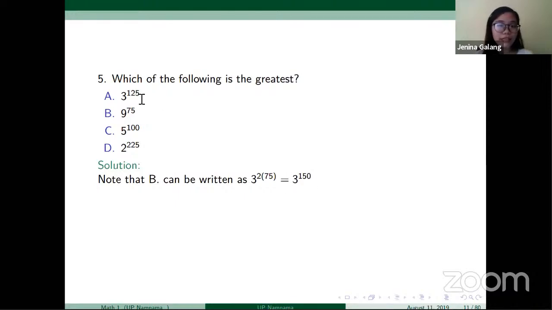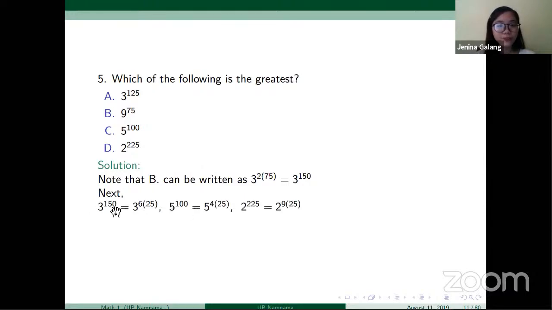So dito makikita natin that B is greater than A. So we can eliminate choice A. So sa pagsagot ng mga exams, pwede kayong gumamit ng elimination method. So next na gagawin natin is to find the highest common factor of the exponents. So in our case, we have 150, 100, and 225. And yung highest common factor na nila is 25. So i-factor out natin yung 25 sa mga exponents.